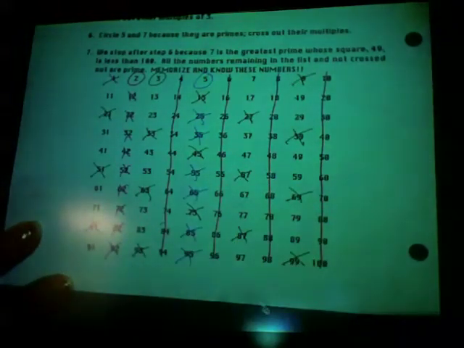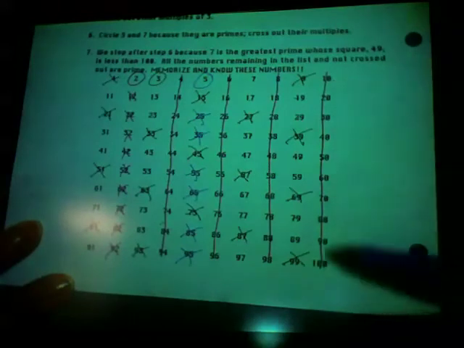Whatever's not crossed out, cross it out. So 25, 35, 55, 65, 85, and 95. And then the other column that's divisible by 5 are the tens column. Didn't we already cross it out when we crossed out the 2's? So we don't have to worry about that one.